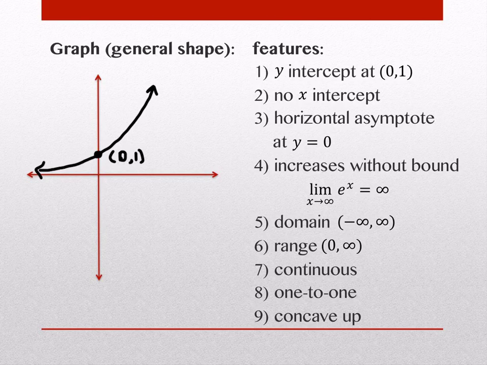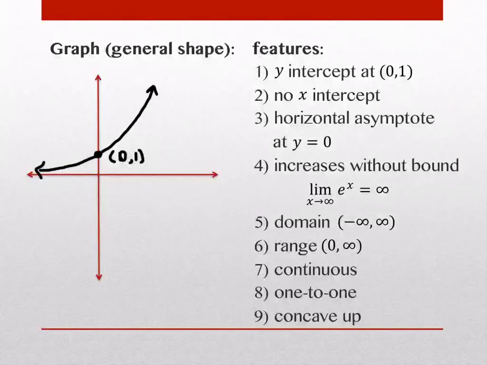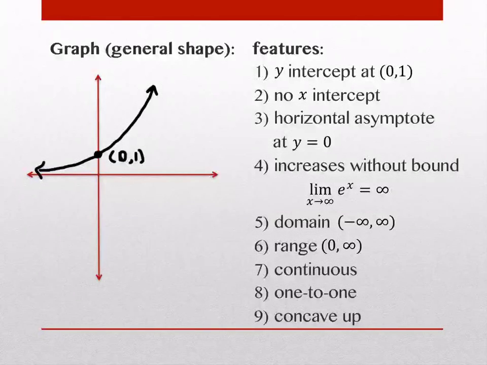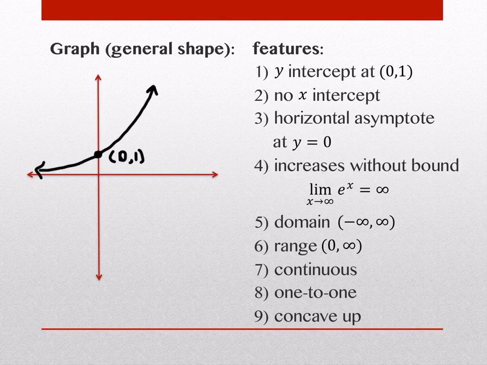On that other graph, we had no y-intercept. On this graph, there was a horizontal asymptote at y equals 0. On the other one, there was a vertical asymptote at x equals 0. It increases without bound. Both of them looked exactly the same on that one. The domain and range, what do you notice about the domain and range of this one compared to the other graph? Yeah, they switch, right? They just switched, and they switched because they're inverses. You're right. Continuous and 1 to 1, those features are the same, and then the concavity is flipped.